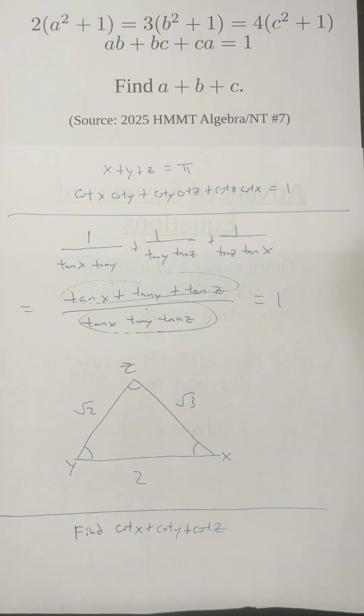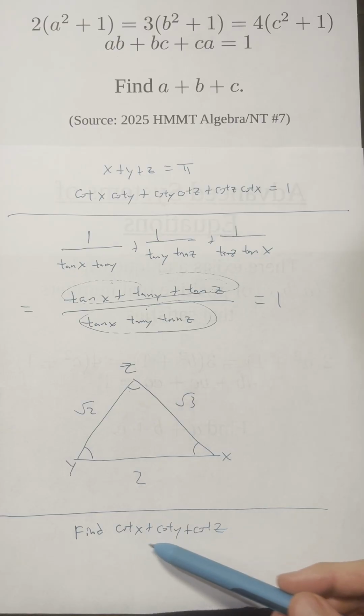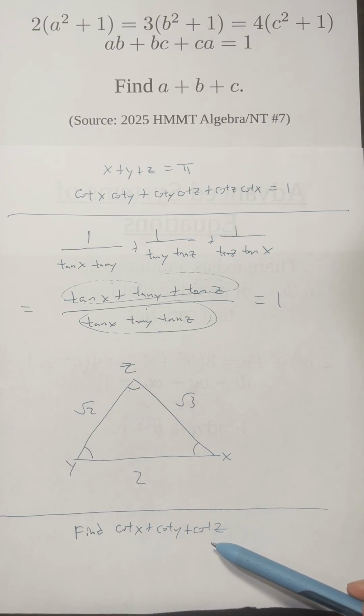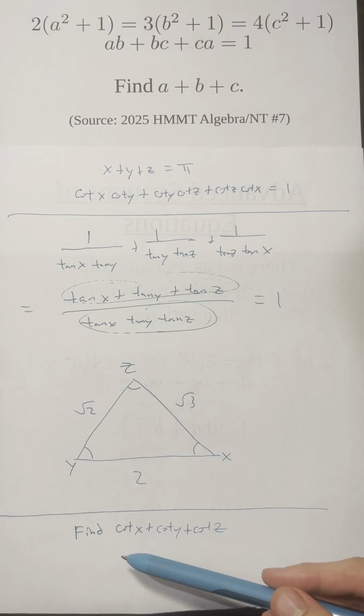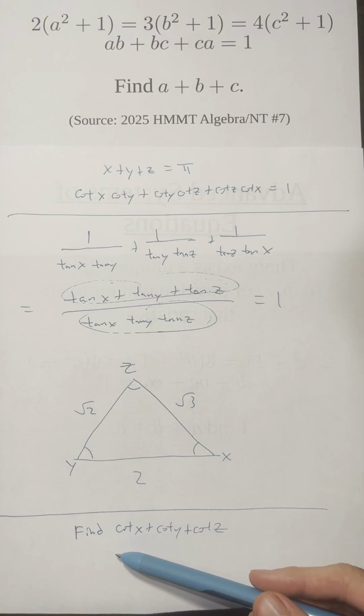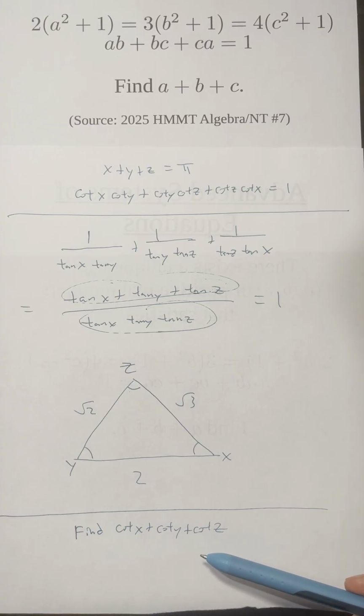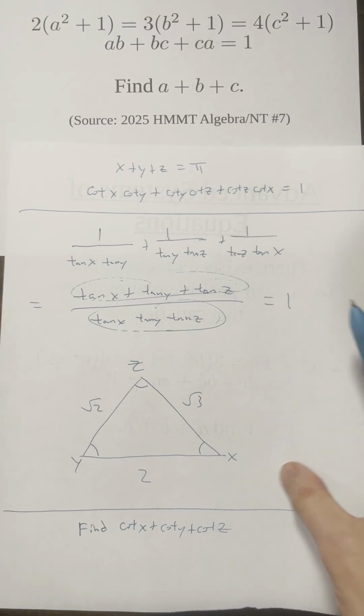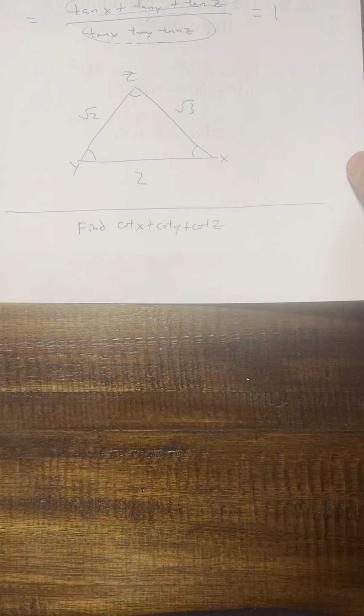To finish off the problem, we can use the law of cosines to find cosine x, cosine y, cosine z. And then we can use sine squared x plus cosine squared x equals 1 to find sine x, sine y, sine z. And then we can get cotangent x, cotangent y, cotangent z. Okay, so let's go ahead and do that.